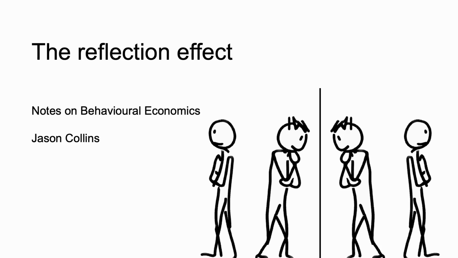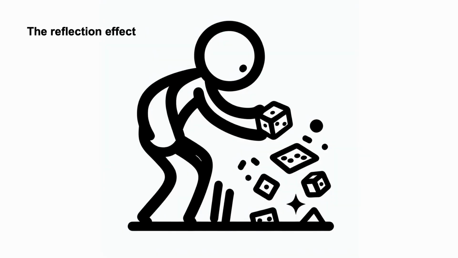Hi, my name is Jason Collins, and this video is about the reflection effect. The reflection effect involves an asymmetry in risk preferences in the gain and loss domains.